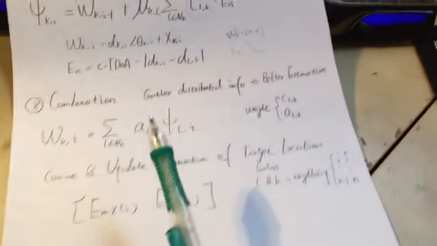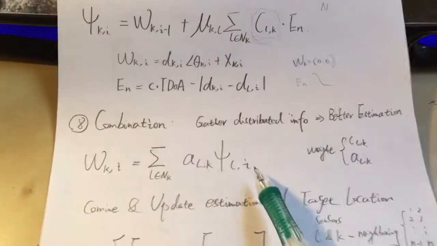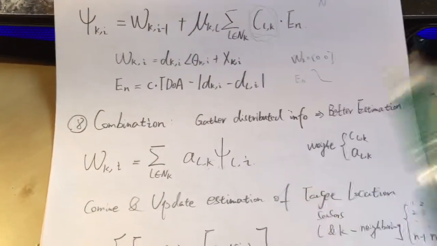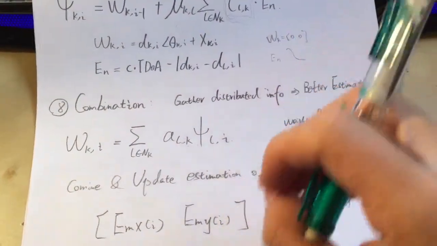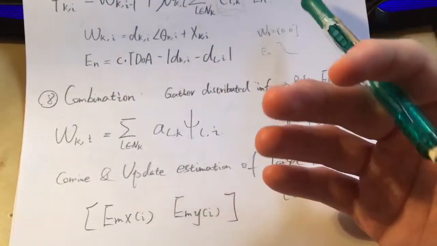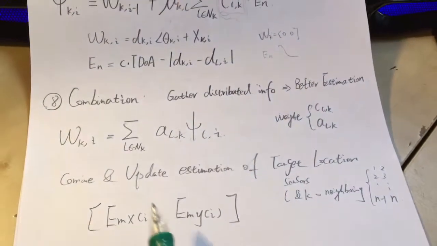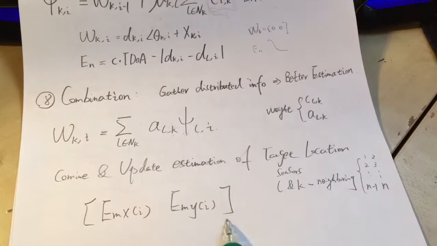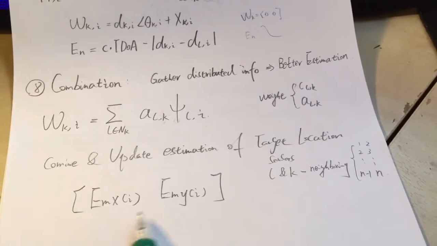That's where the diffusion distributed estimation comes from. So it will diffuse and then combine and then get a better estimation. And we'll update the estimation of the location. Okay, so we're getting better EMX and EMY.